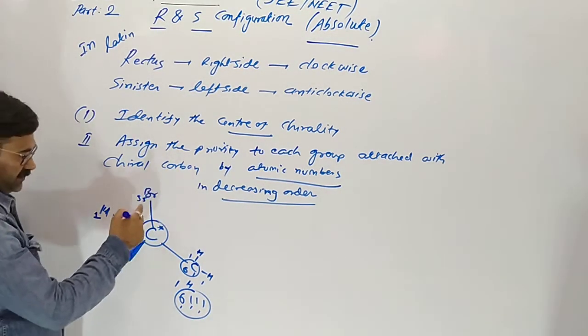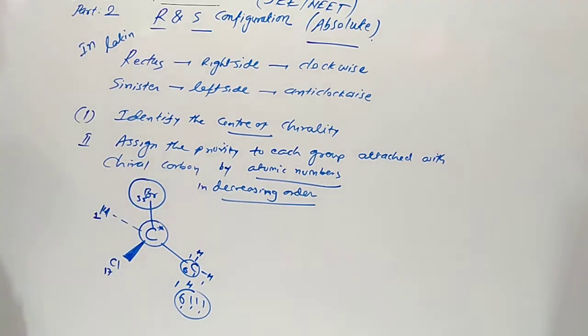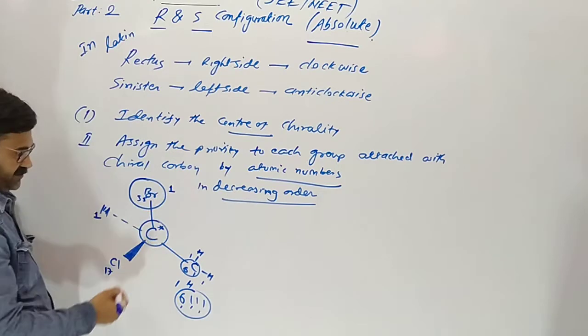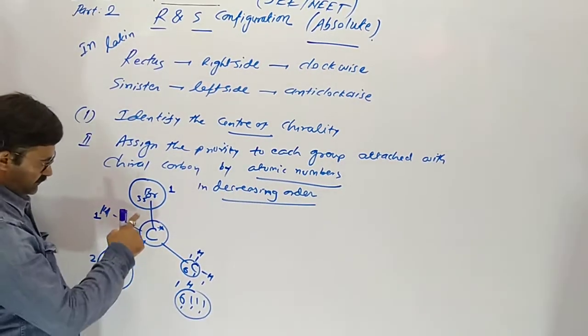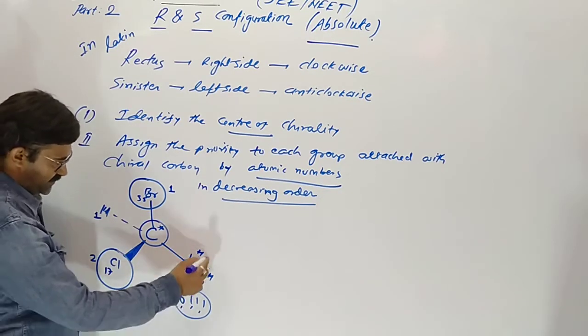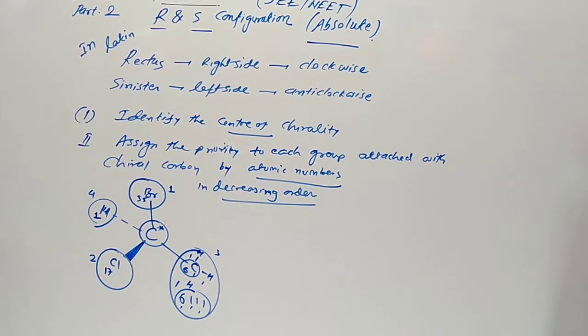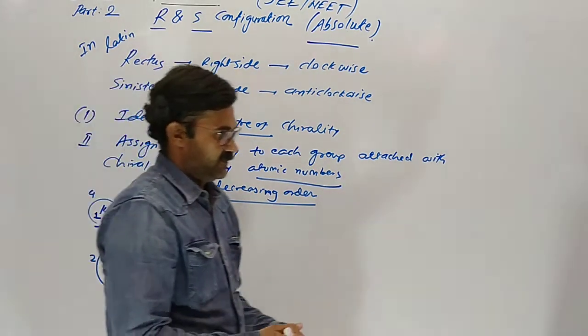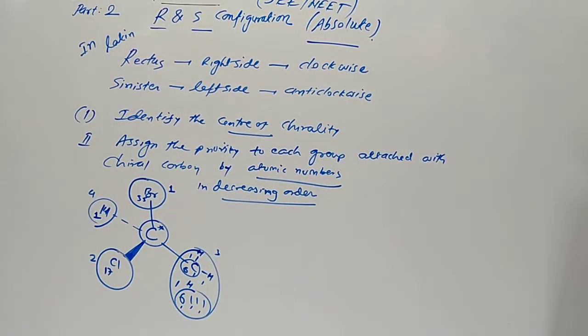So in decreasing order, which atomic number is the highest? 35, so it stands first. Then chlorine, second position. Then carbon with 6, third. Here hydrogen is in fourth position. Understood? First we have to define the chiral carbon. Then we have to give the numbering 1, 2, 3, 4 in decreasing order. Understood?